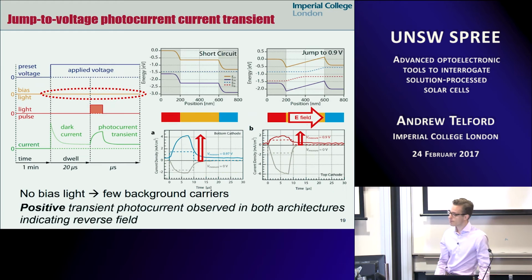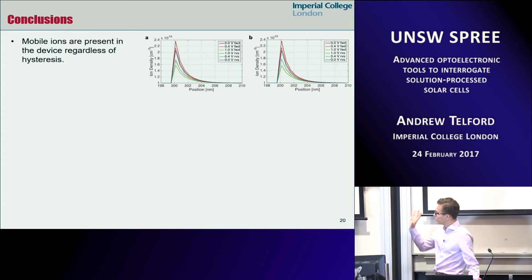And in this case, it doesn't matter whether you have a device that has hysteresis or a device that doesn't have hysteresis. You can see that both exhibit a positive transient photocurrent. That means that, at least at early times, in both devices, electrons and holes are moving in the wrong direction. So, to wrap up this part, we think that ions are accumulating at the interfaces with the hole and electron material in methyl ammonium lead iodide perovskite solar cells, regardless of whether they exhibit hysteresis.